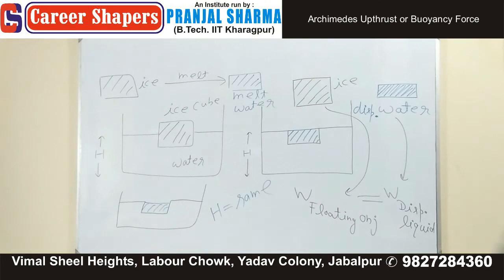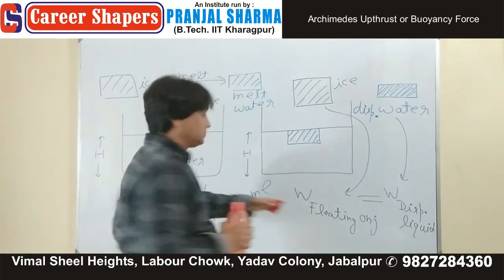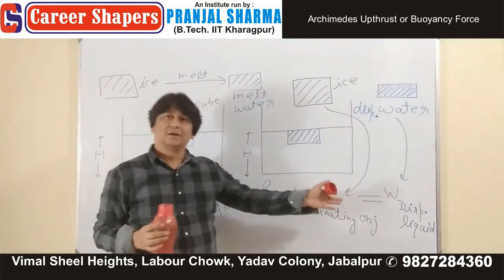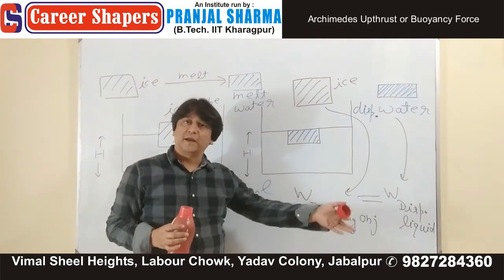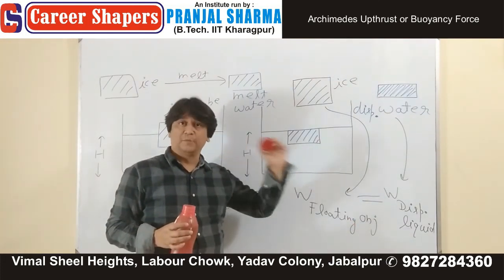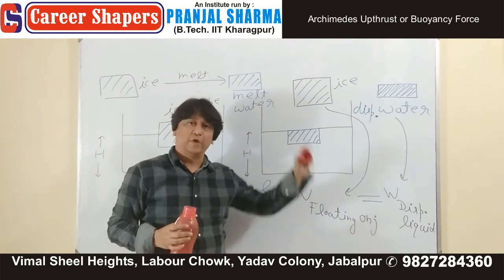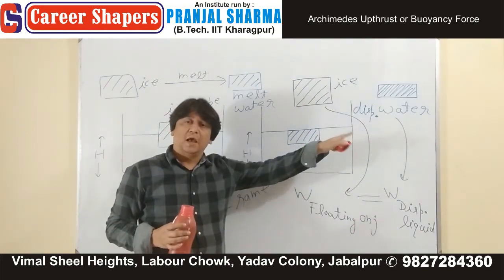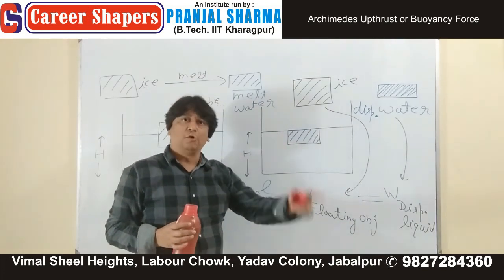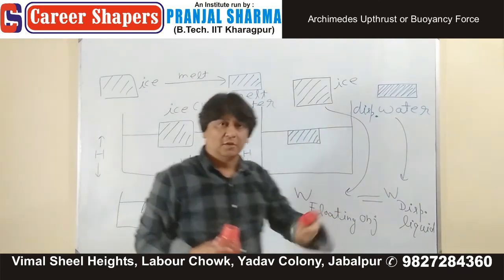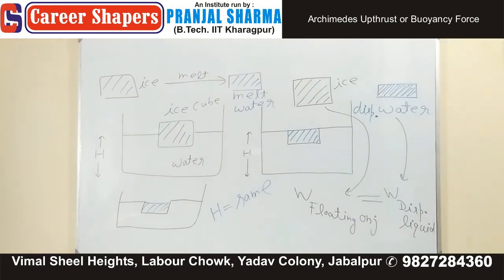कहने के लिए we are using an equation like this, but पूरी कहानी केवल क्या है? Weight of the object, floating object, is equal to what? Weight of displaced liquid, and weight of the object once it melts is equal to melt water, and therefore your h will remain what? Same.